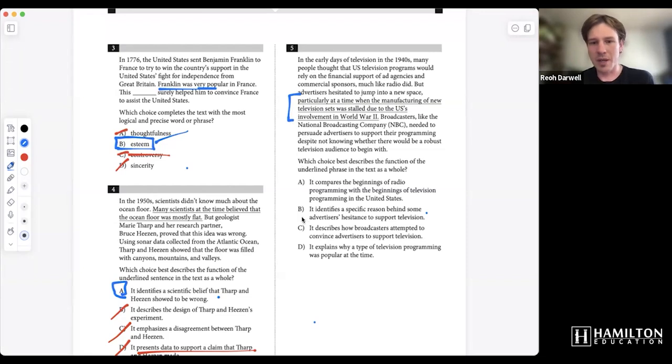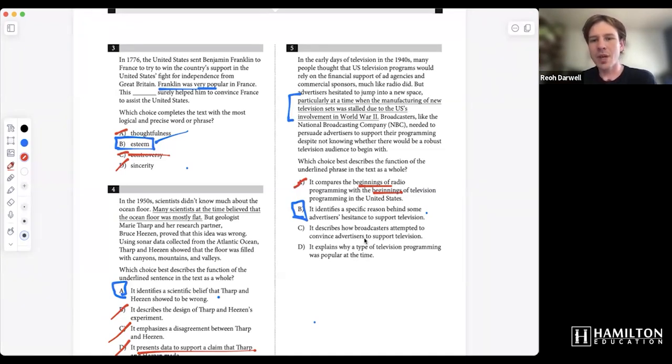So what does that do? That lines up with B, right? A is too broad. Okay, the beginnings of television and the beginnings of radio, like we're talking about the beginnings of television to some degree in a limited sense, but we're not talking about the beginnings of radio in a broad sense. We're not talking about what kind of programs or anything like that, just a limited advertising notion.